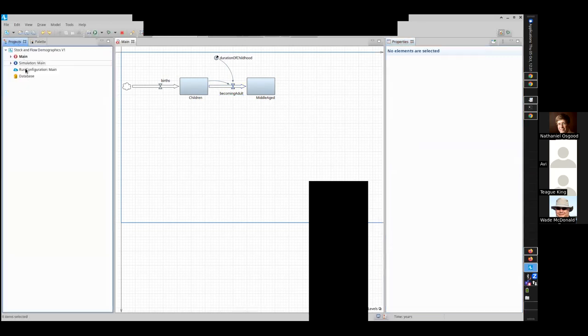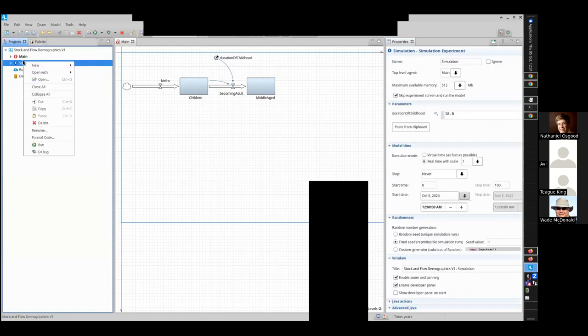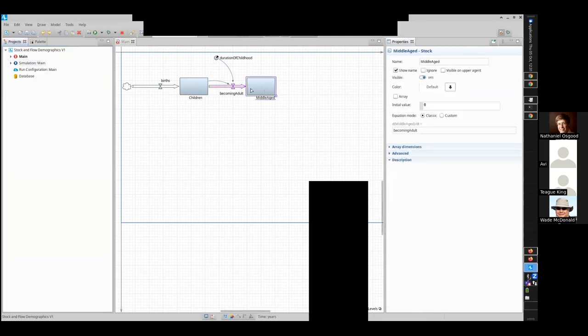Maybe you could tell me what will be going on to the middle-aged population. What will be happening with that? Well, initially, will it be rising? At the very start, will it be rising? It's initially zero, and its inflow initially will be what? Zero. So will it be rising initially? Will it stay zero forever? So what's going to happen with it? When will it start rising?